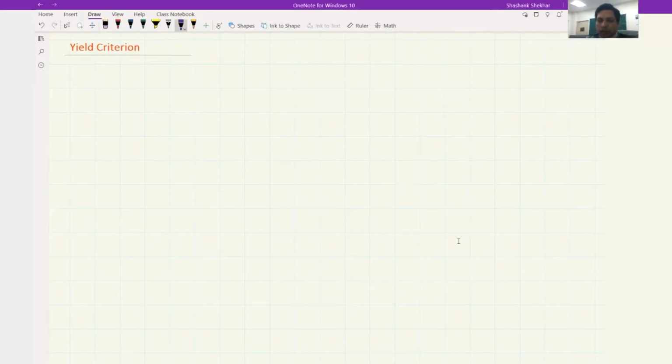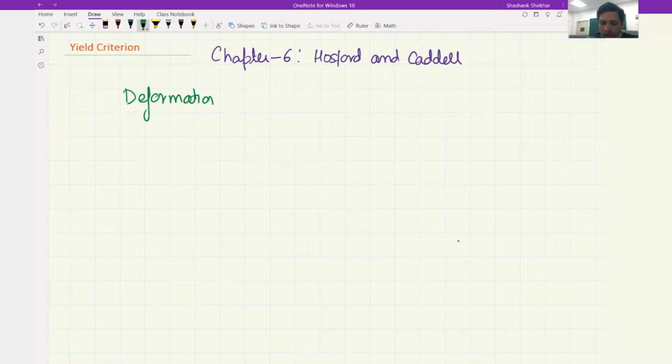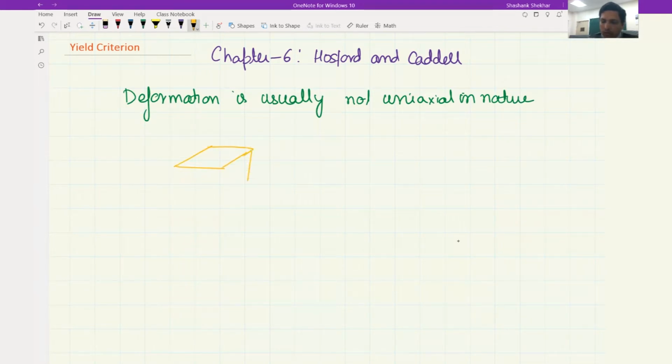So this yield criterion you would see is covered in chapter 6 by Hosford and Caddell. So the first important point to understand is that deformation is usually not uniaxial in nature. So let's say we have a body like this, where whatever stress state we define remains uniform throughout.